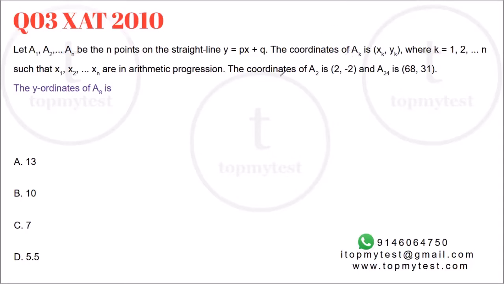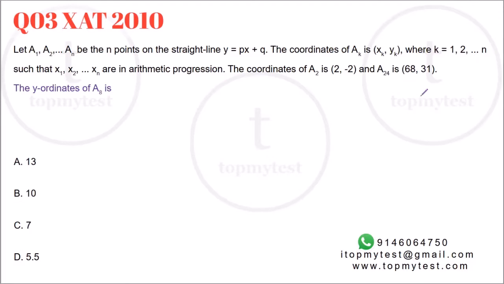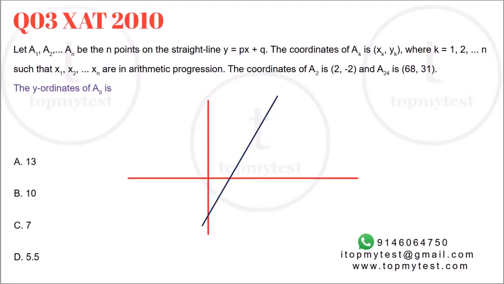Okay, right. What will be the coordinates? The coordinates of A2 is this, A24 is this. What will be the coordinate of A8? And the number of points satisfying the above mentioned criteria and not in the first quadrant. So let us try to roughly plot this graph. The second point is (2, -2). This is the second point. And the 24th point is (68, 31). This is the 24th point.